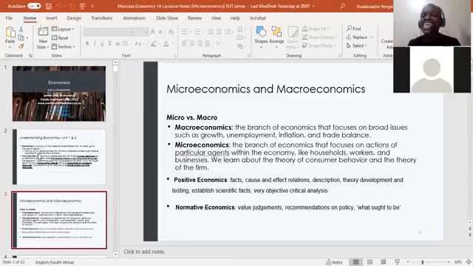It's now aggregated behavior. We are no longer looking at James as an individual, but we are now looking at all the households within the specific country of South Africa. We're going to look at what we call aggregated demand. Aggregated demand is the demand of all the households in South Africa. So that's what we are looking at at the macroeconomic level.